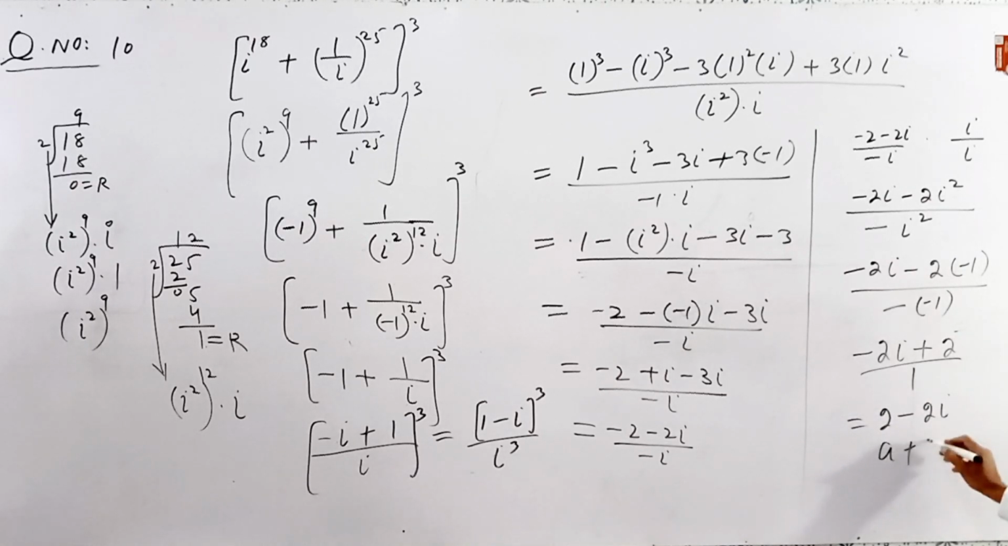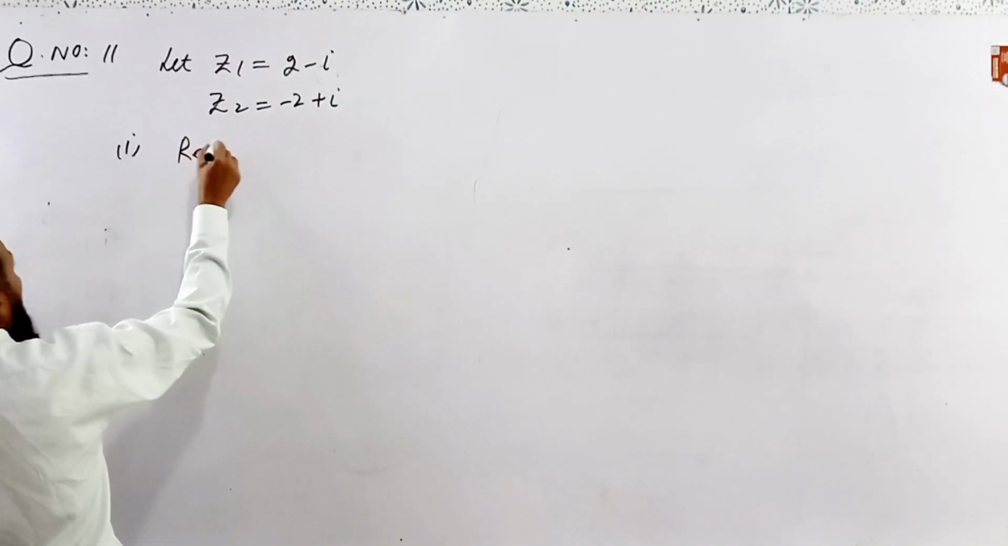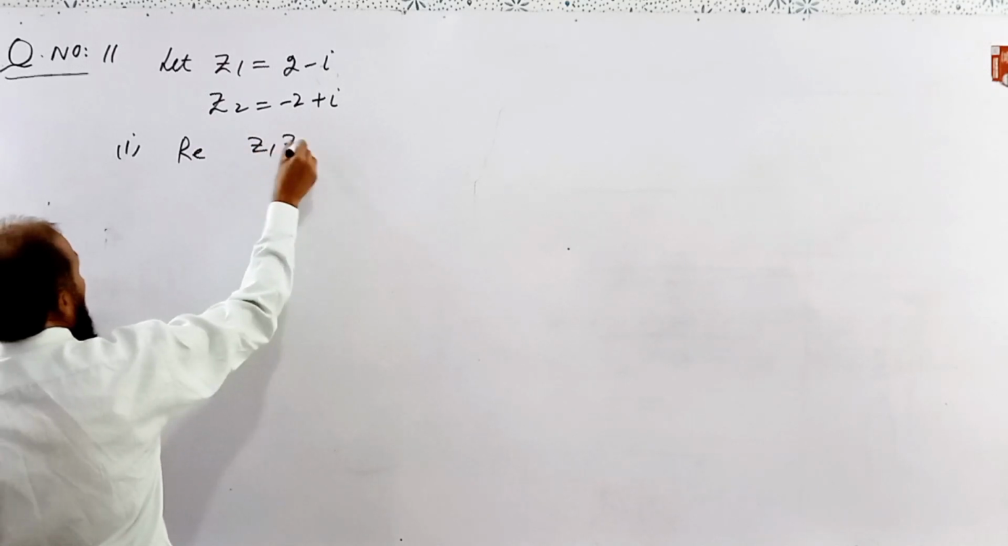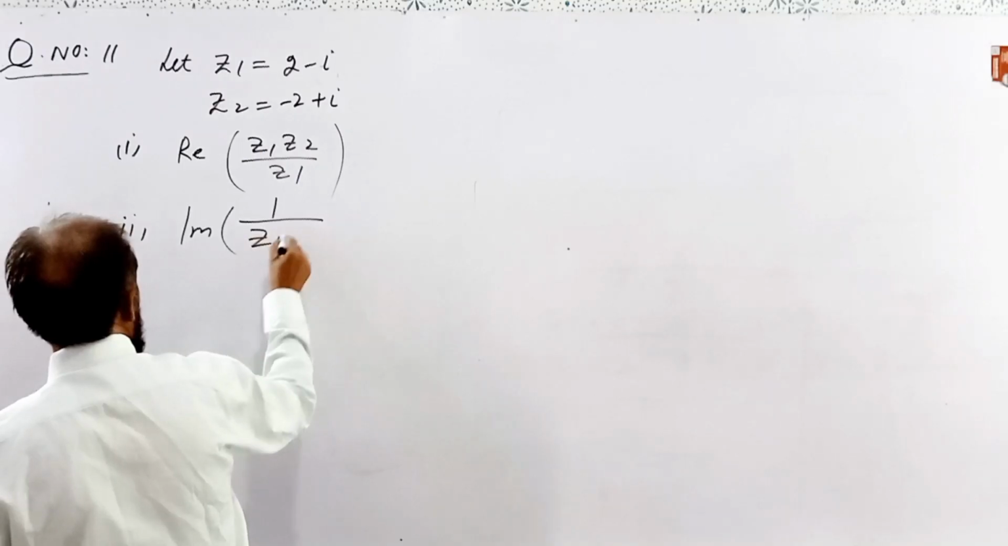So this is the form of a plus b iota, here a is equal to 2 and b is equal to minus 2, the imaginary part of z1 z2 divided by z1 bar and z2.